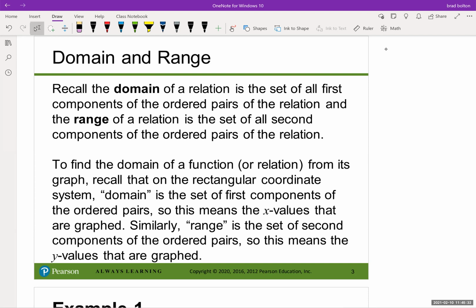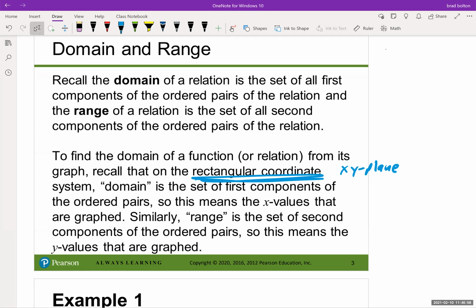So to find the domain of a function or relation from its graph, recall that on the rectangular coordinate system, this is what we consider our XY plane, right? This is what we work with. Domain is the set of all first components of the ordered pair, which is the x values. So this means that the x values are graphed. Similarly, the range is the set of all second components in the ordered pair. So this means the y values are graphed.